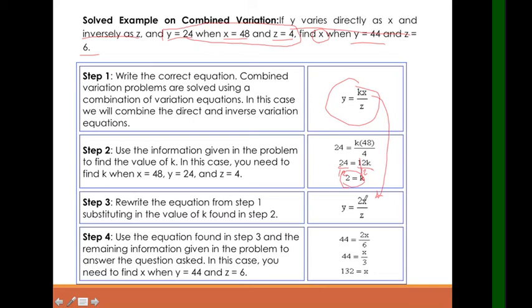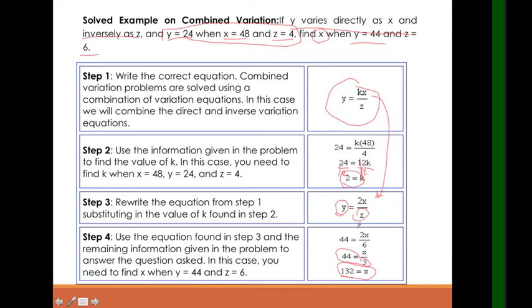We are looking for the x. So the value of y is 44 and the value of z is 6. So we have 44 equals 2x over 6. 2 over 6 is 1/3. So that is x over 3. Right? That is the simplest form, or lowest form. So we have 1/3 x. Then cross multiply these two, and that is 132 equals x. So therefore, the answer is x equals 132 when y is equal to 44 and z is equal to 6.